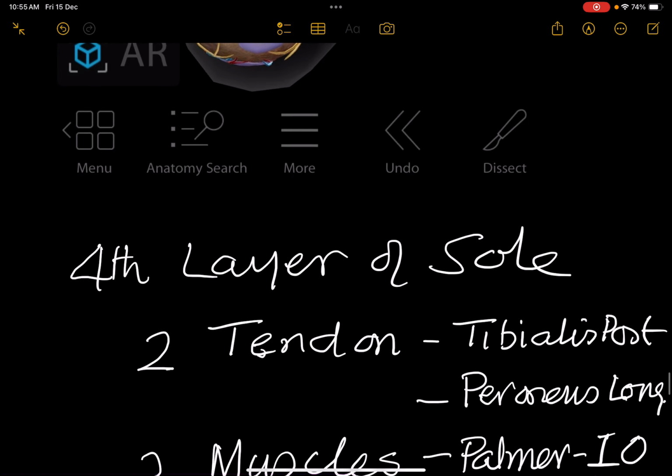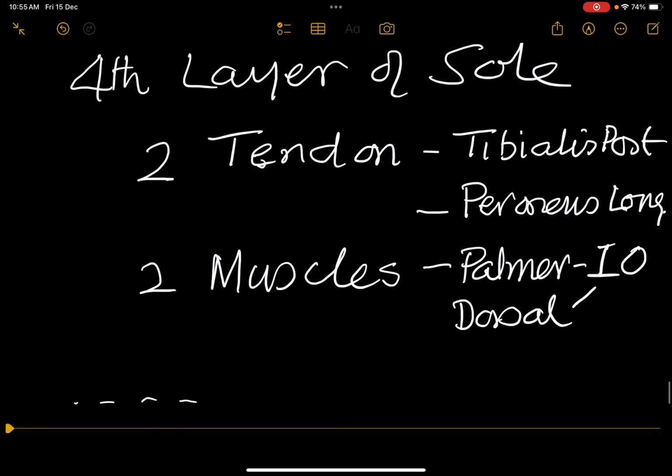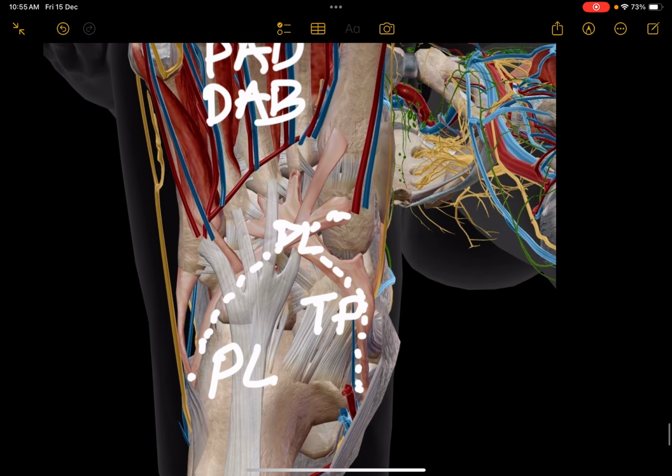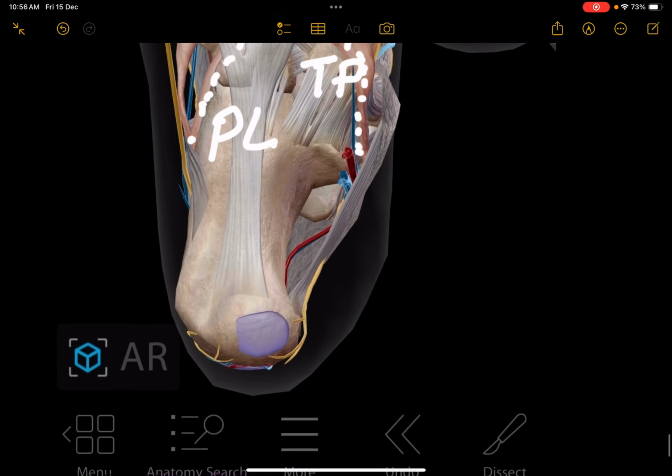Then the fourth layer of sole, again two tendons, two muscles. The two tendons are tibialis posterior and peroneus longus, and two muscles are palmar and dorsal interossei. Here you see the peroneus longus and the tibialis posterior. Peroneus longus inserted into the medial cuneiform, tibialis posterior inserted into the navicular, basically into the navicular, and then giving tendon slips to the middle three metatarsals, and all bones of the feet except the talus. So these are the four layers of sole.